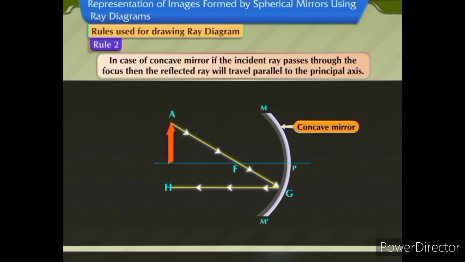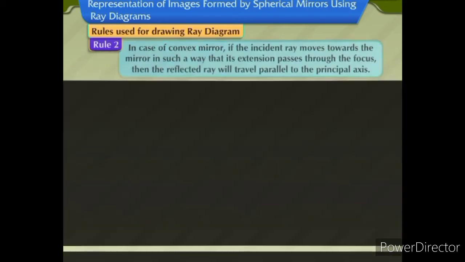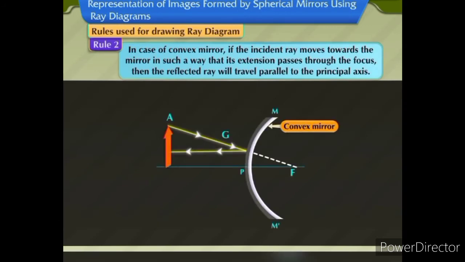In case of a concave mirror, if the incident ray passes through the focus, then the reflected ray will travel parallel to the principal axis. In case of a convex mirror, if the incident ray moves towards the mirror in such a way that its extension passes through the focus, then the reflected ray will travel parallel to the principal axis.